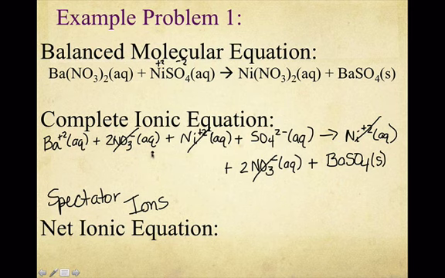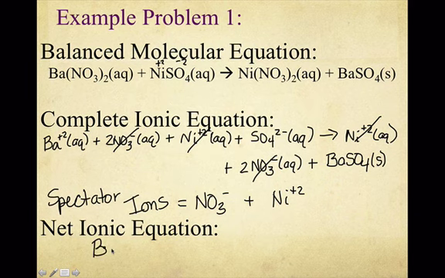So I was able to cross out the nitrates and the nickels. Those are my spectator ions. So the nitrate and the nickel were the 2 spectator ions for this equation right here. Then for the net ionic, I just rewrite everything I didn't cross out.